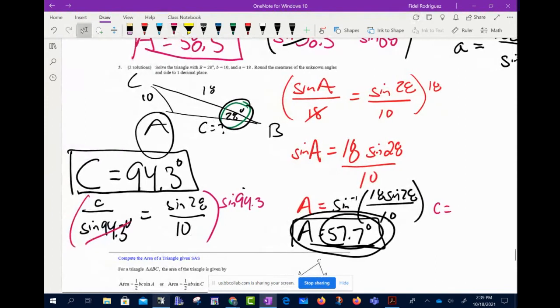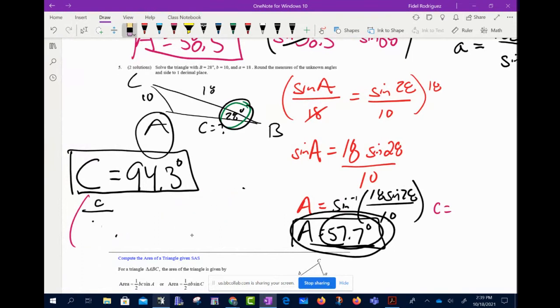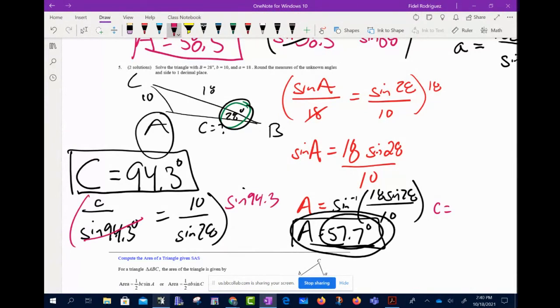let's see. Oh, you know what? I made a boo-boo here, y'all. Sorry about that, guys. Oops, sorry. Oh, I'm trying to get my eraser. Wrote this the wrong way. Okay. Let me come back. Sorry. This was good. Sine of 94.3 was good. What I needed to have here was 10 over the sine of 28. Sorry about that. I just saw that right now. Okay, I'm still going to multiply by the sine of 94.3 so that those will cancel.